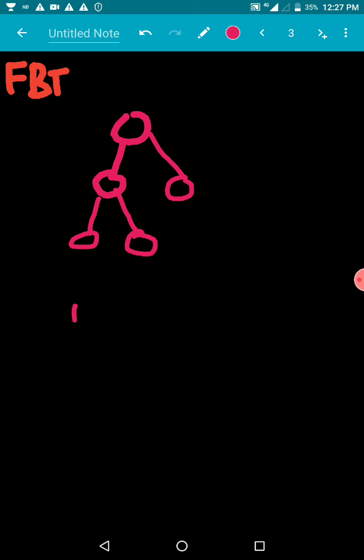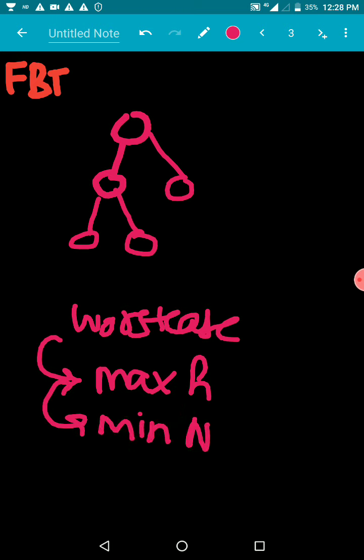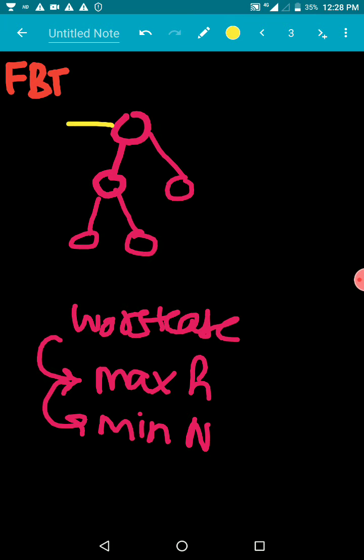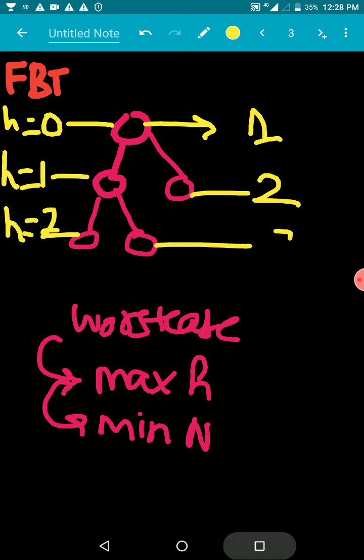This is the worst case, because we want the maximum height while storing the minimum n. Here height equals 0, the total number of nodes is equal to 1. Here height equals 1, the total number of nodes is equal to 2. Height equals 2, the total number of nodes is 3.